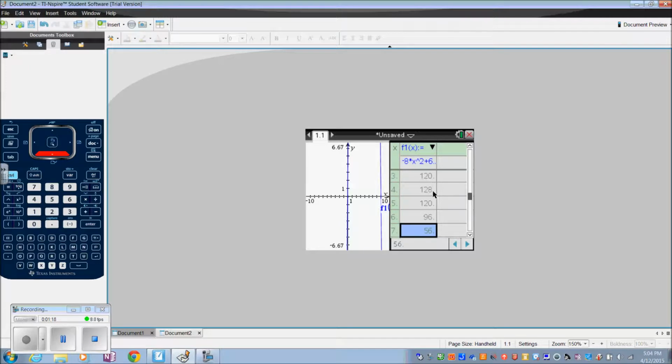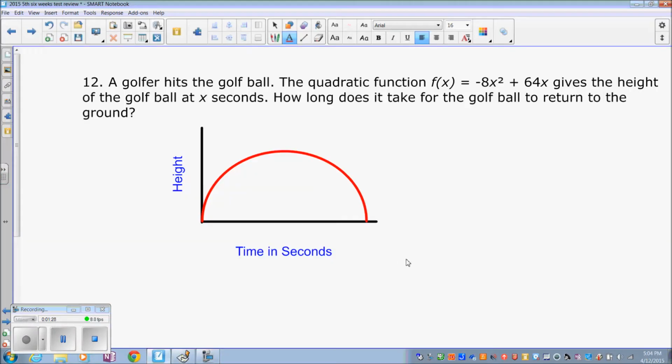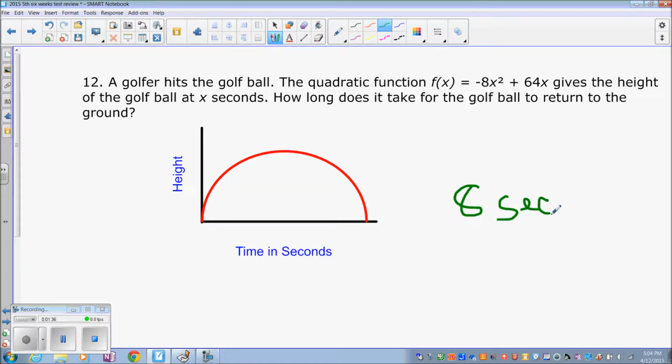And you can kind of see right here, its vertex is (4, 128) because now it's going to start coming back down. So if we keep going, we see that after 8 seconds, y is 0 again. So our answer is going to be 8 seconds. Okay, and that is your answer for number 12.